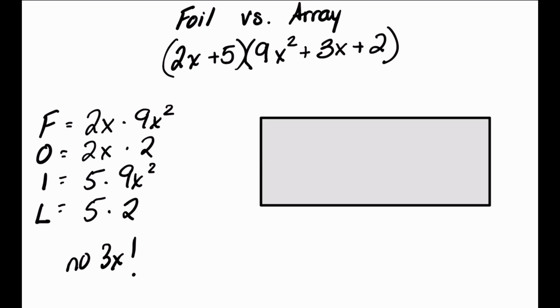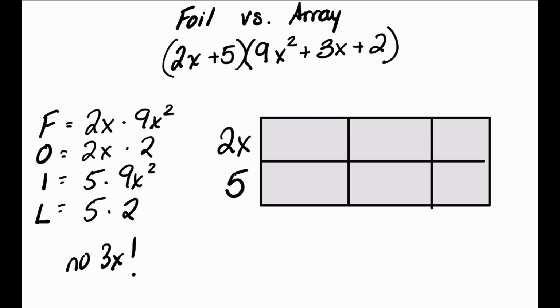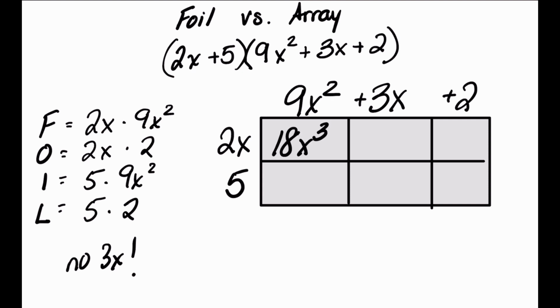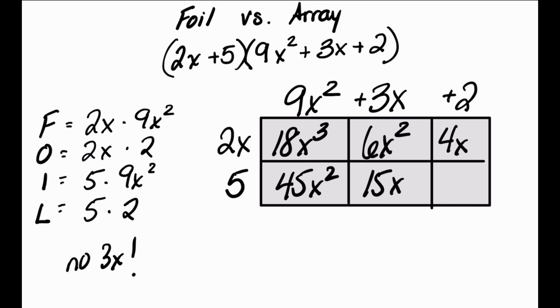All I do is make a bigger array. Let's give ourselves some space. And I'm still putting the terms here. Just so you see it's positive, and I just multiply them out. So 18x to the third, 45x squared, 6x squared, 15x, 4x, and 10.